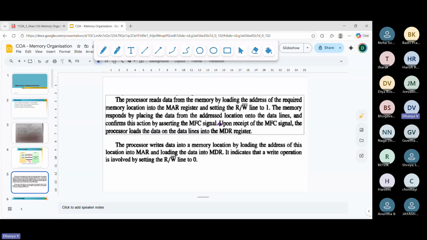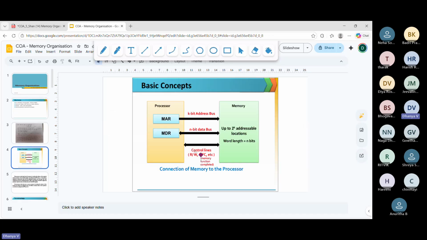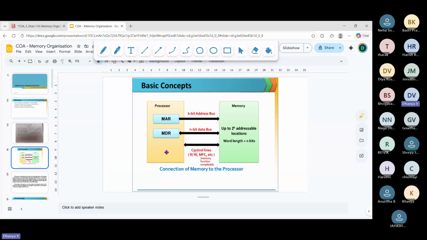Okay. So upon receiving the MFC signal, the processor loads the data on the data lines to the MDR register. So once the MFC signal is initiated, the data is stored in the MDR. If I need to brush up on this once again, if you need to read something from the main memory, first the address of that thing will be stored in the MAR. Then your read control line is initiated. If it has to be read, it will be 1. 1 means read, W bar is 0.